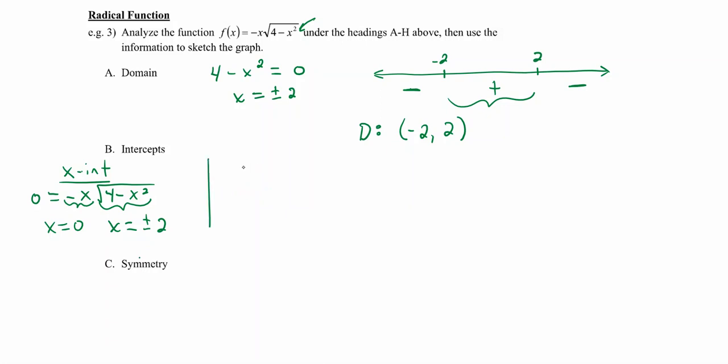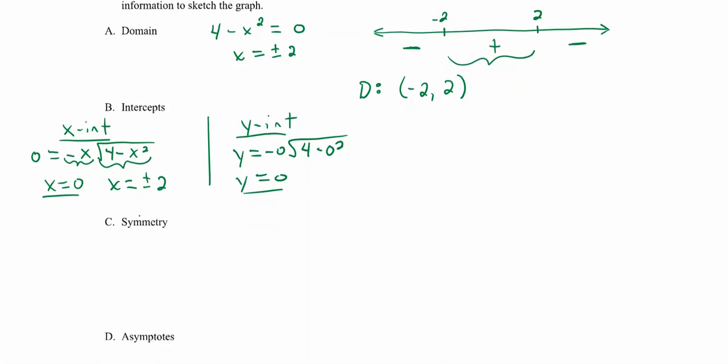All right, y-intercept. Our y-intercept is going to be when x is 0. So if I throw in, y is equal to negative 0 times the square root of 4 minus 0 squared. Doesn't really matter. It's times 0, so it's going to be 0, right? So that tells us that it goes through the origin as well.